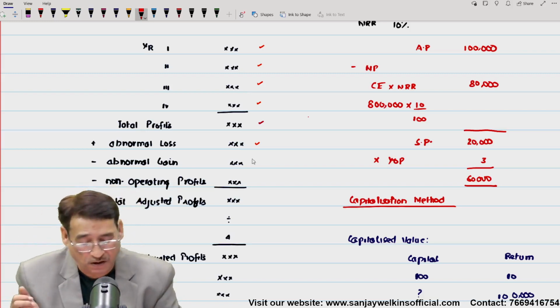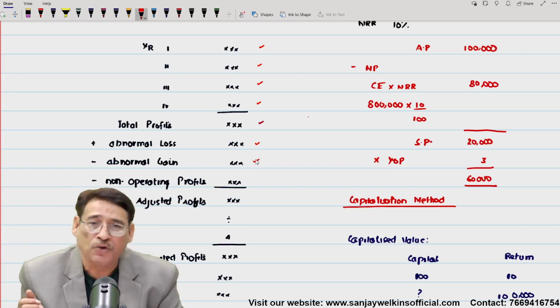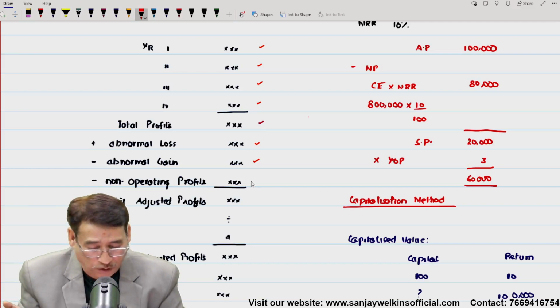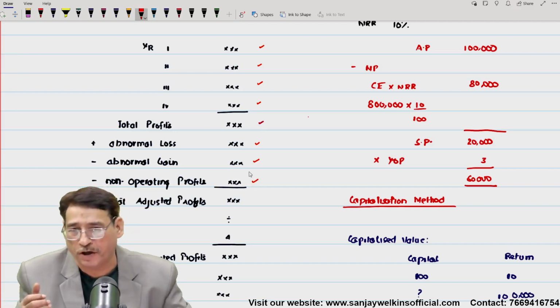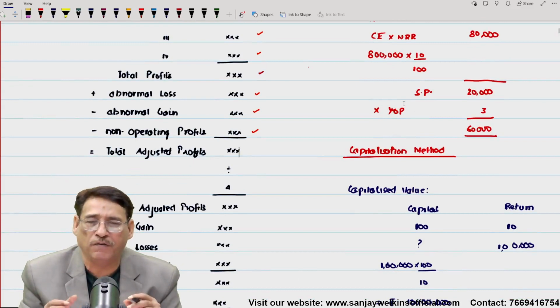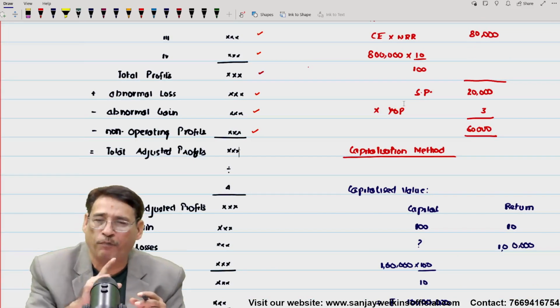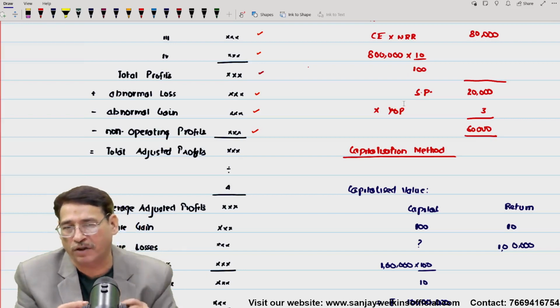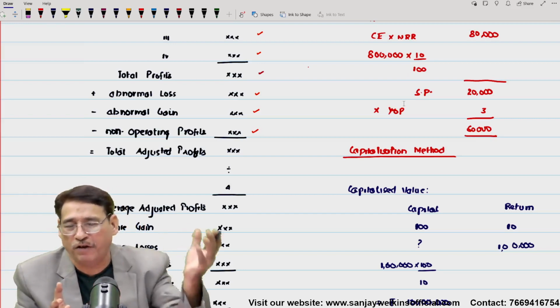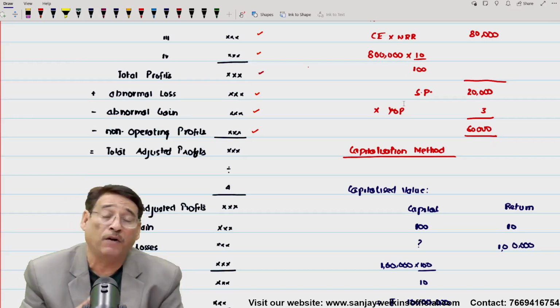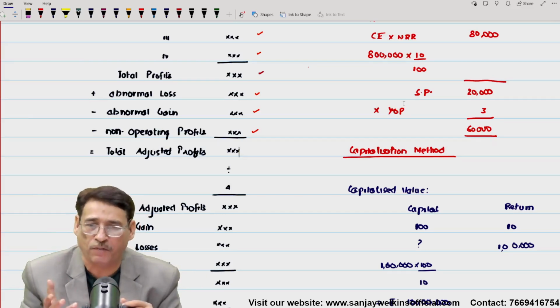So let us subtract the same. So any abnormal gains or any non-operating profit. What is non-operating profit? Non-operating profits are considered those profits or incomes which you get not by selling your own product or services. Rather, you get it from some other source. For example, your entity might have invested in some other entity and you might have received some dividend or interest. And obviously, you must have included that in your profit.